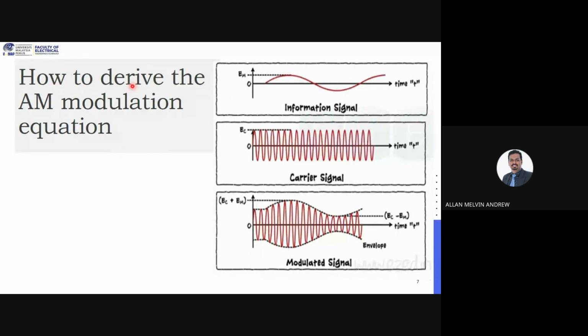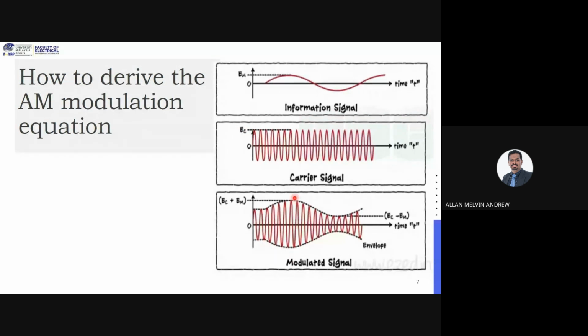So how to derive the AM modulation equation? Let's say this is your information. The information has a highest peak, which is EM, and the lowest peak is negative EM. This is your carrier signal. The carrier signal, as I said, will be the same, and its highest peak is EC. It is traveling over time.